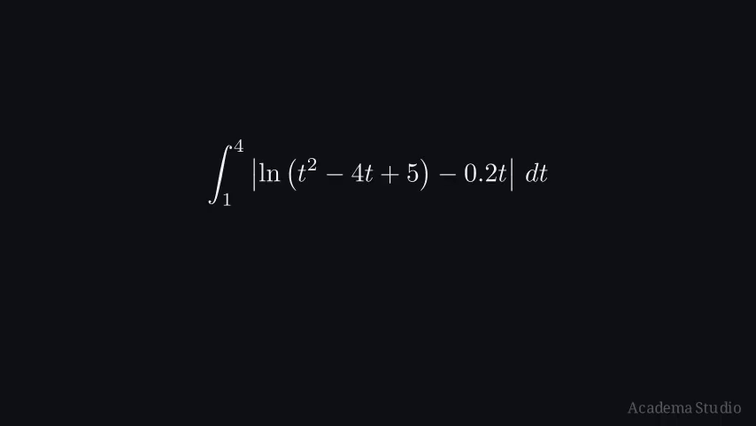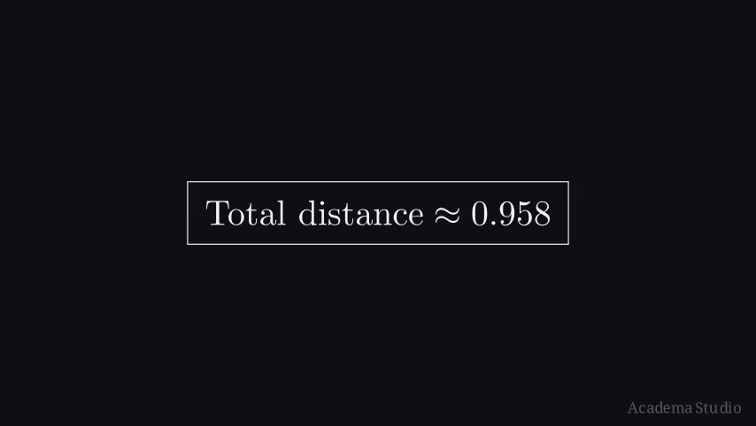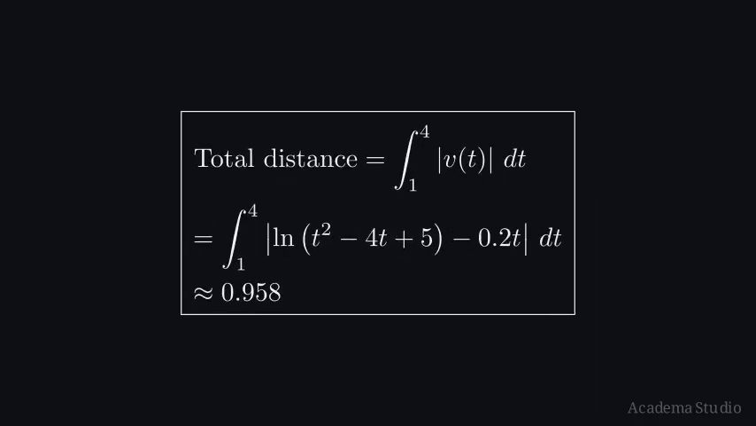The calculator gives a total distance of approximately 0.958134. To 3 decimal places, the total distance traveled is 0.958 units. Therefore, the total distance traveled by the particle from time 1 to time 4 is approximately 0.958 units.